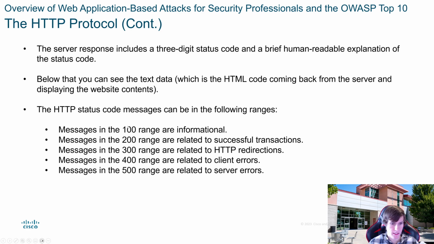So you can see they're between 100 and 500. The first digit will tell you what kind of problem it is. So an informational message would have a 1. 200s are the OKs or successful messages. 300s are redirections. 400s are client errors. 500s are server errors.